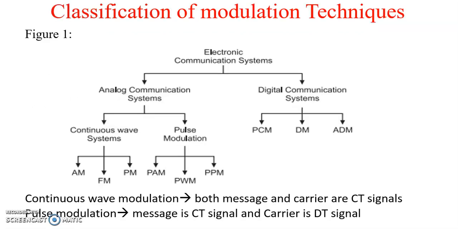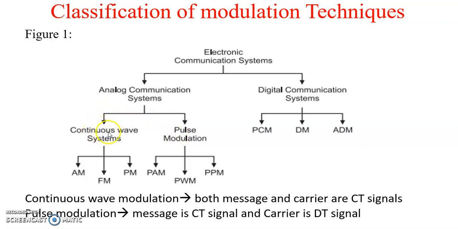Here you will see the basic classification of any communication system, which is divided into two types: one is analog communication system and the other is digital communication system. So we are focusing on the analog communication system alone. Again, it is divided into two types: one is continuous wave modulation, another one is pulse modulation.